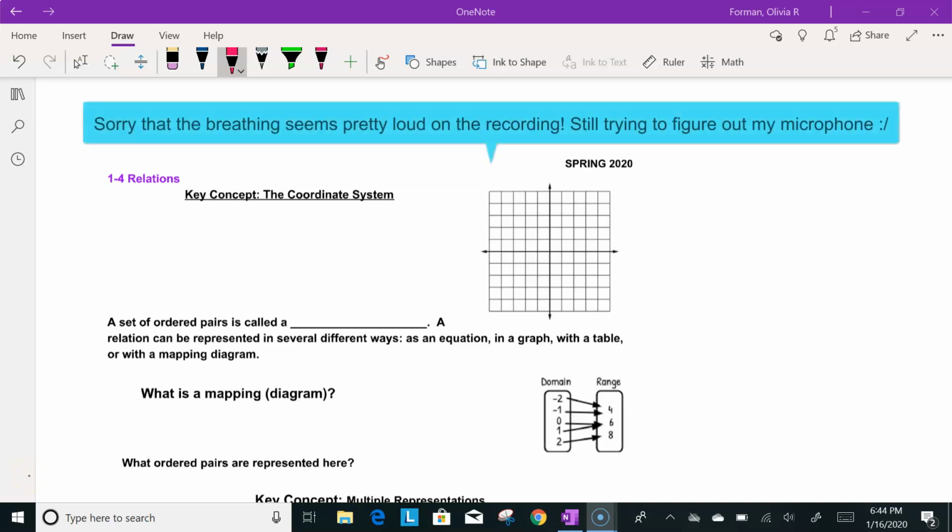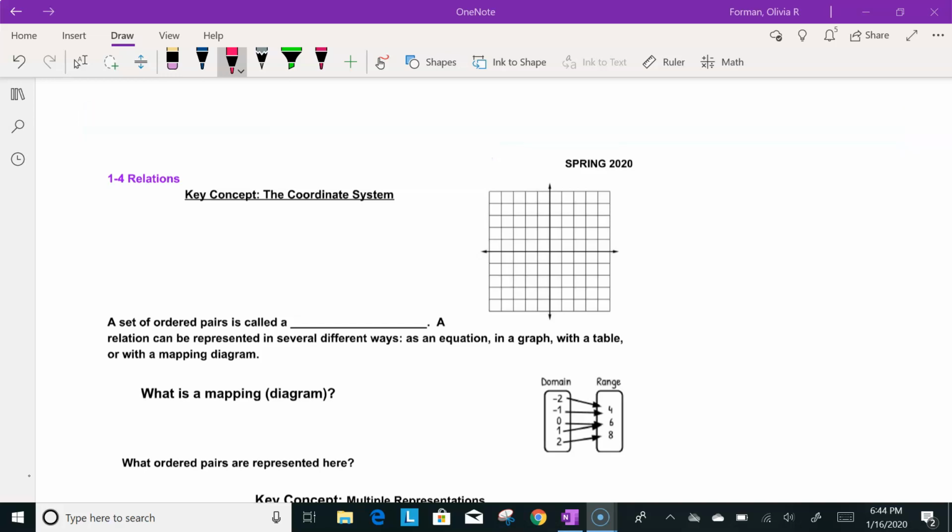Hello, Algebra. Hopefully your quiz went well this morning and it wasn't too stressful on you. Happy Friday. If you would please get out your note sheet if you have not already.